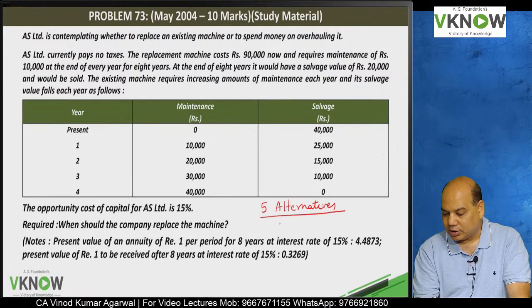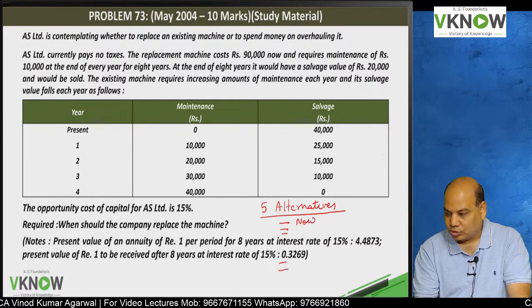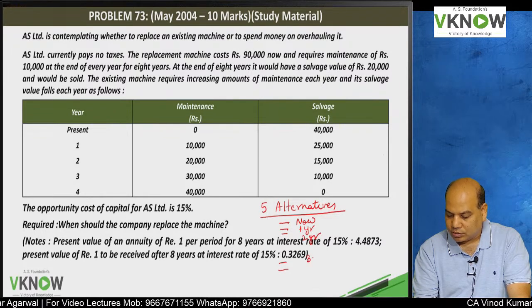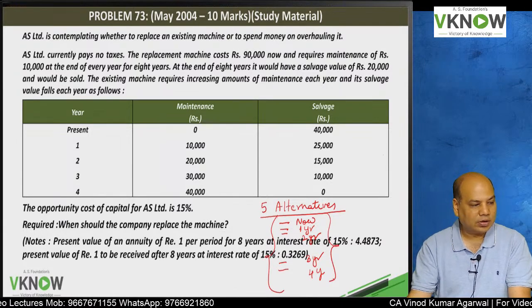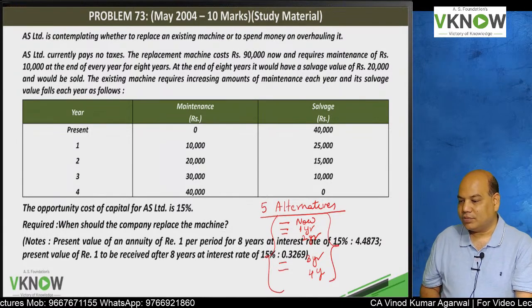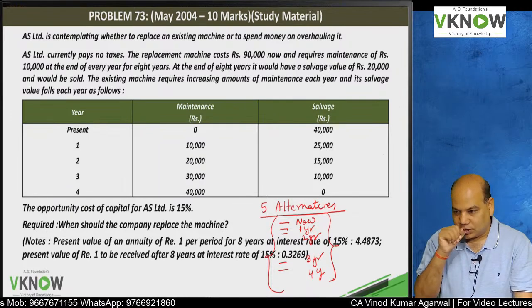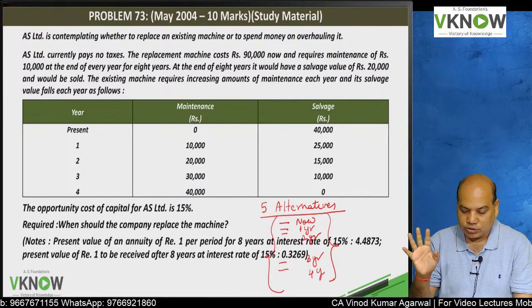Which 5 alternatives do we have? You can replace now, after 1 year, after 2 years, after 3 years, and after 4 years. So 5 times you have to do the calculation. There is no choice. You have to do it.